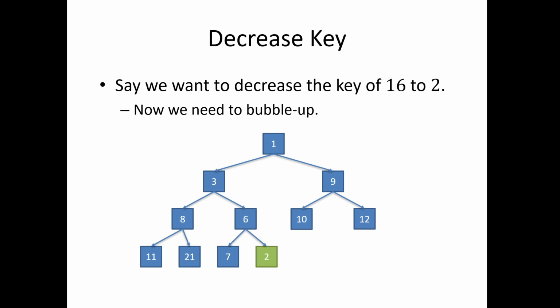Now all that's left to do is to fix the invariant that we have violated here by bubbling up this new value 2. So we will swap it with its parent so long as it is less than its parent. Swap it again, but we see now that it settles into this location here. It's not the minimum element. 1 is the minimum element, but 2 has settled here as a child of that minimum element.